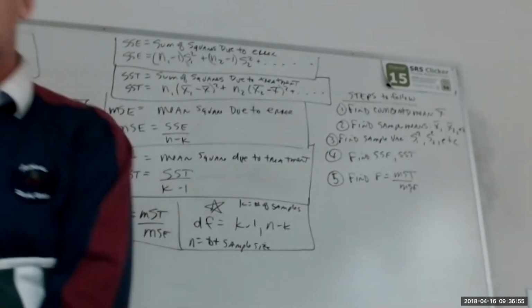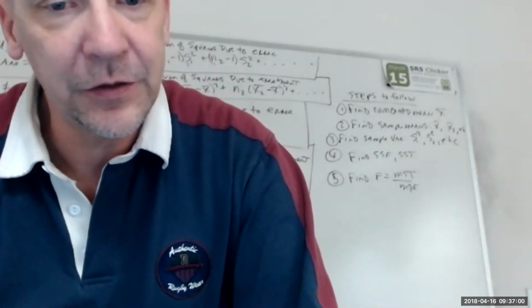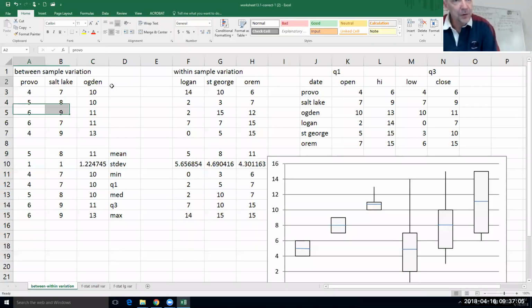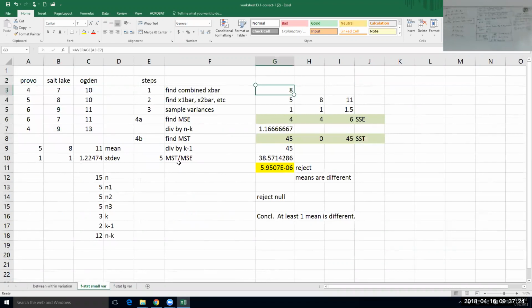All right, so let me show you an example on how to do this. I'm going to copy all this data, Provo, Salt Lake, Ogden, over to here. It's the exact same data that you just saw a moment ago. So I'm going to go through my steps. My step says find my combined X bar. If I take the X bar of my entire data set, I get a value of 8. I try to make these numbers nice. It's nice when you're using good numbers.